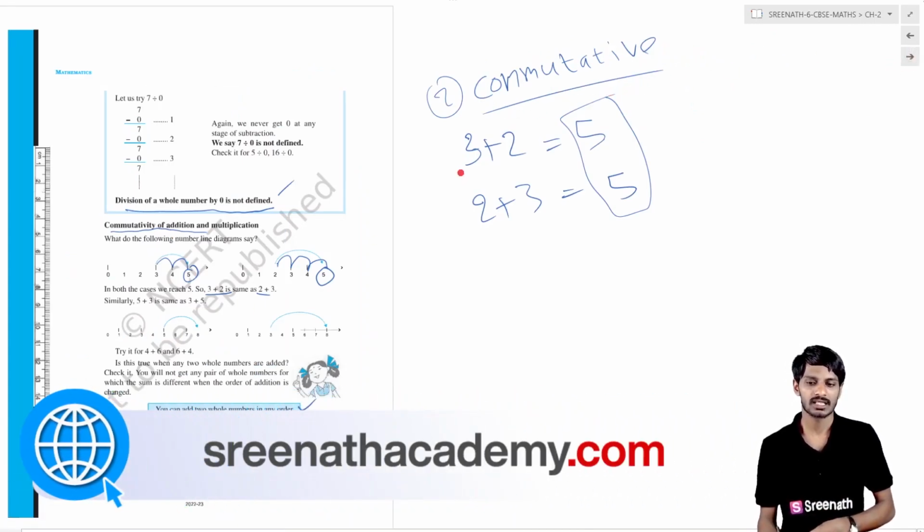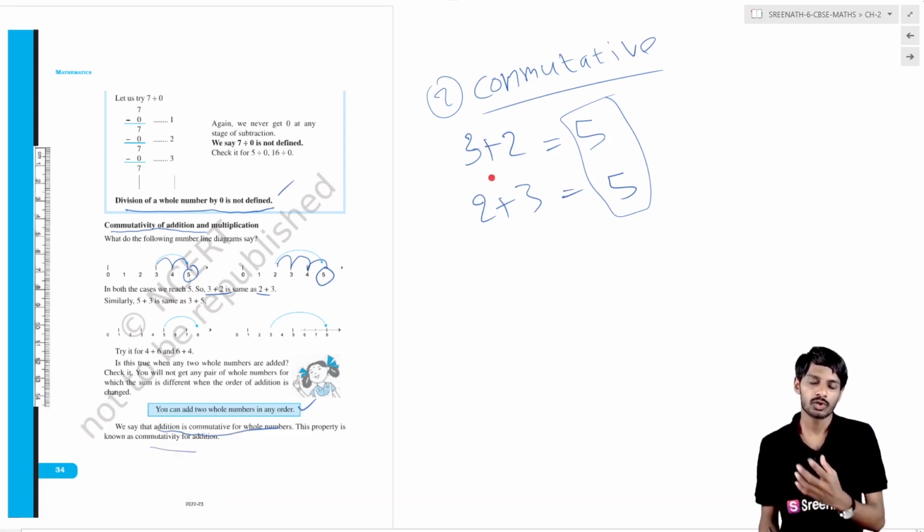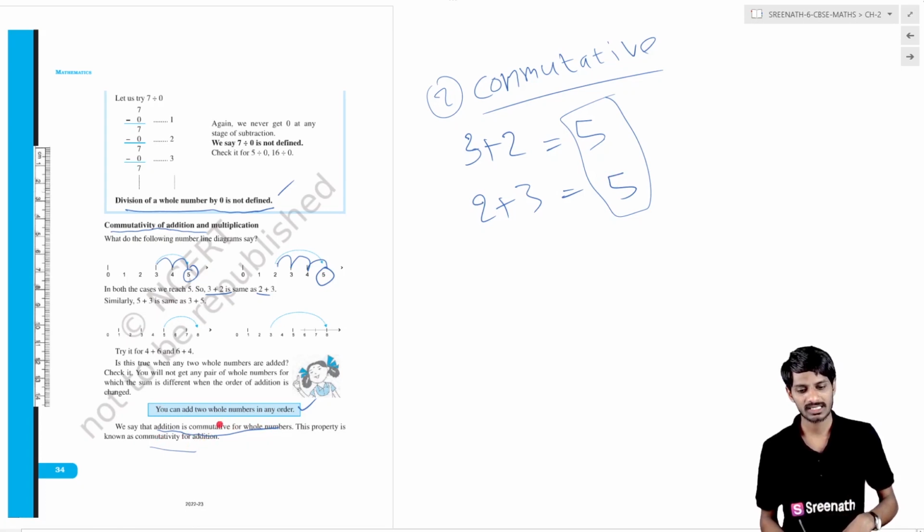What is the commutative property? If you add 2 to 3, you get 5. And if you add 3 to 2, you get 5. So in both cases, you get the same result. So you can add whole numbers in any order. Changing the order does not change the result. You can add two whole numbers in any order. So this is called the commutative property. So addition is commutative for whole numbers.